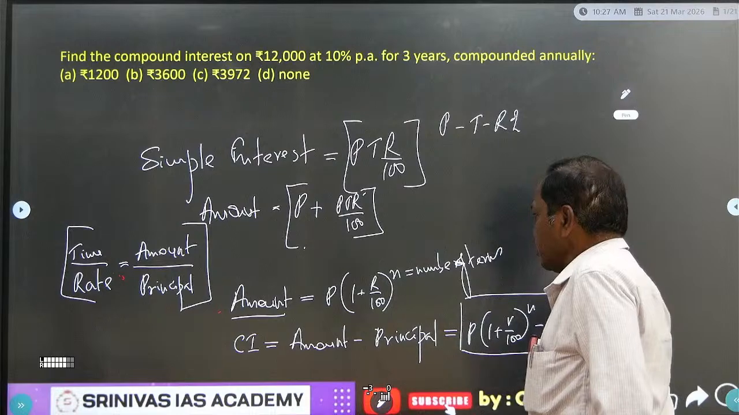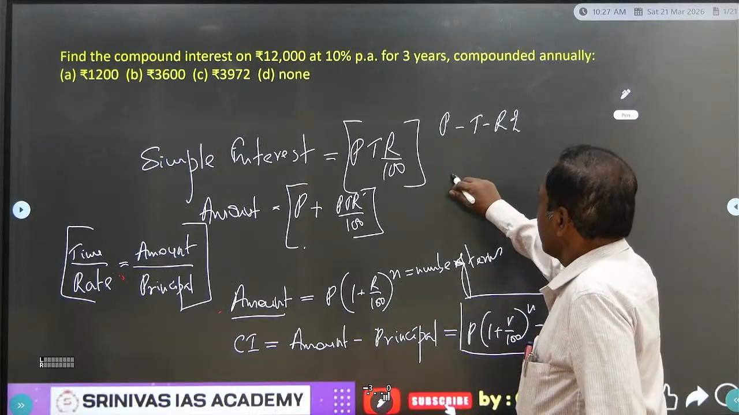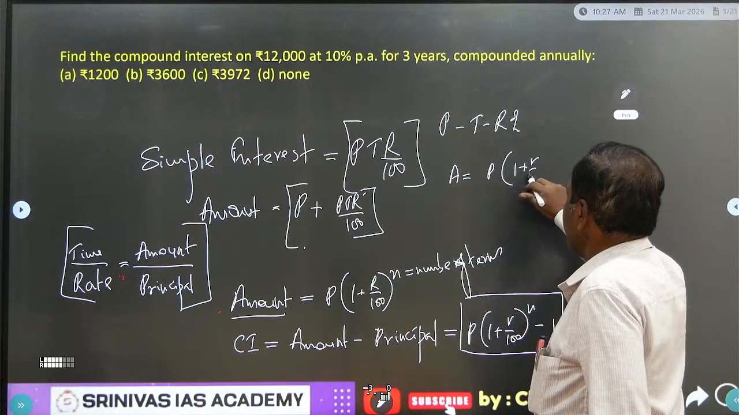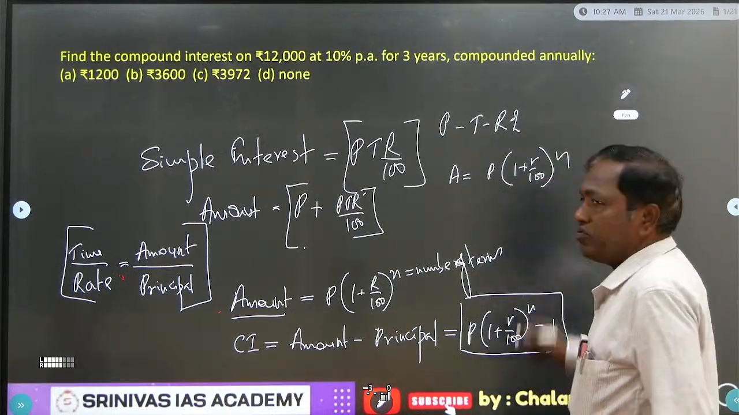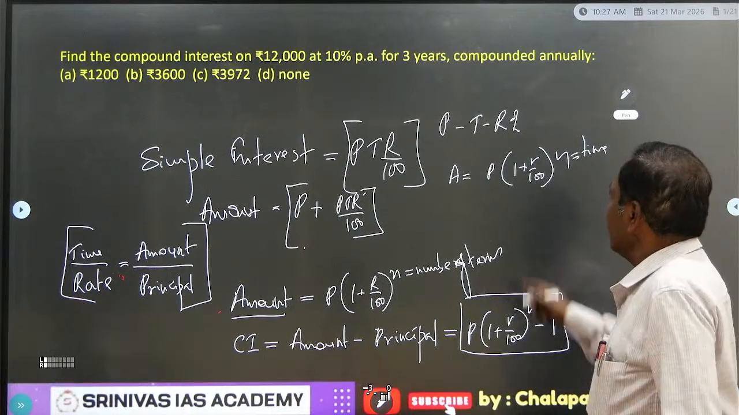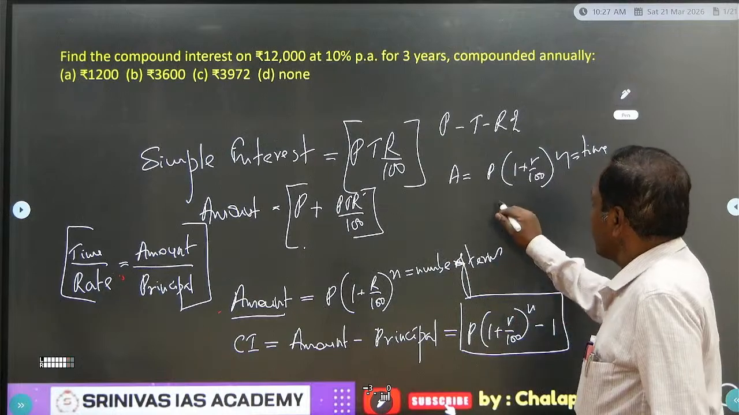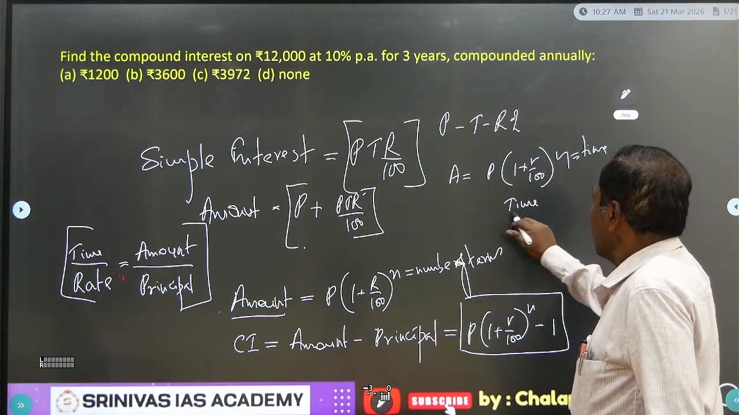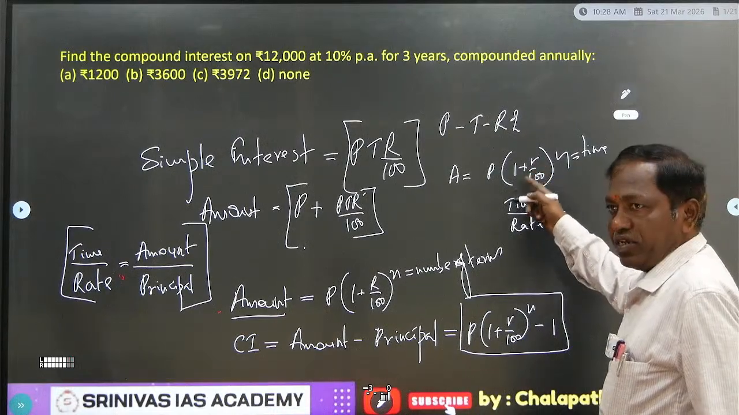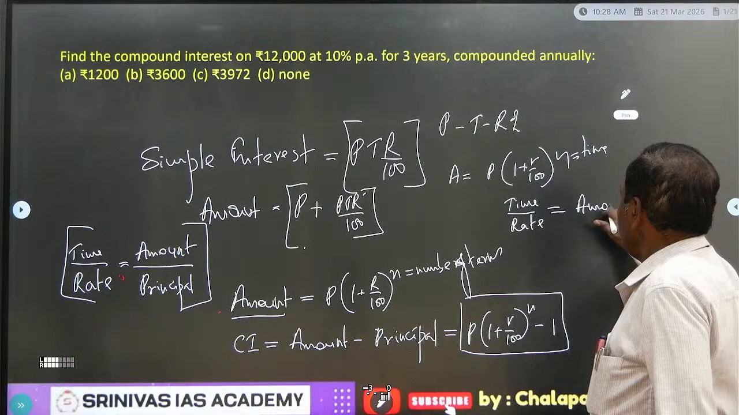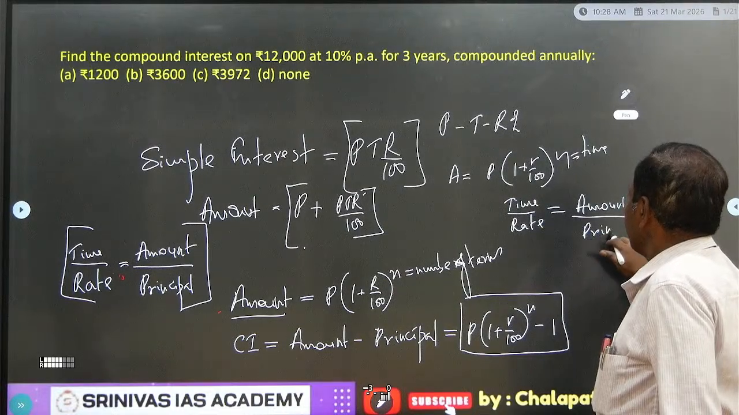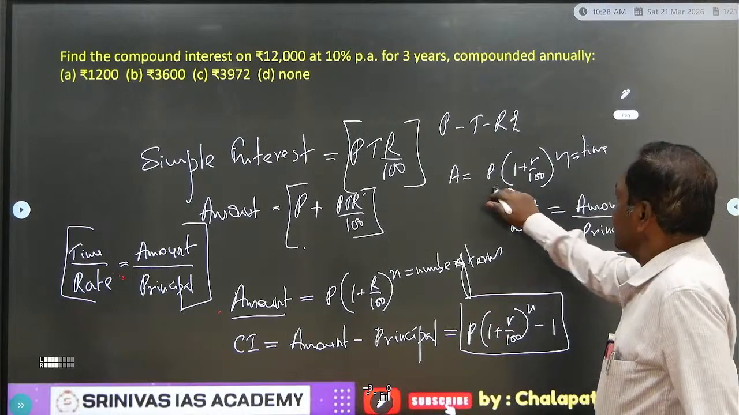See now, amount is equal to P into 1 plus R by 100 to the power of N. N means time, number of terms, number of years. To know the time or rate, you keep that term here, and it becomes amount by P, the same, LHS equal to RHS.